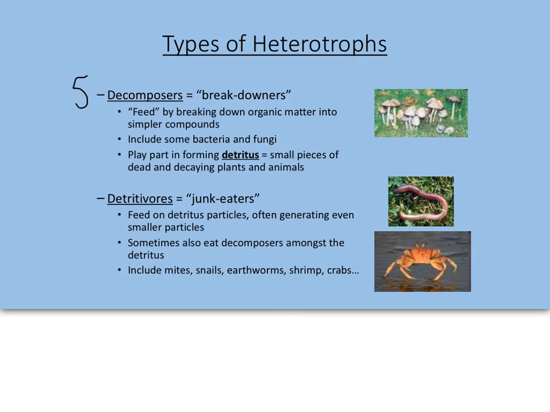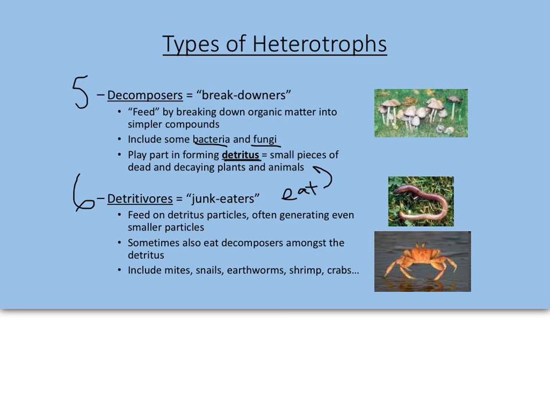Now, fungi are also decomposers in the soil, and generally what these are going to do is they're going to break down living things to form something called detritus. And detritus is just tinier pieces of dead and decaying plant and animal. So when something starts to break down and rot, it's going to get turned into detritus by decomposers. Now enter the detritivores. There are some organisms around us, I call these junk eaters, that eat detritus.